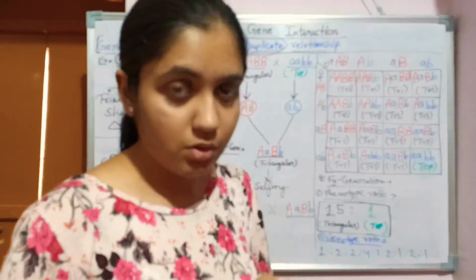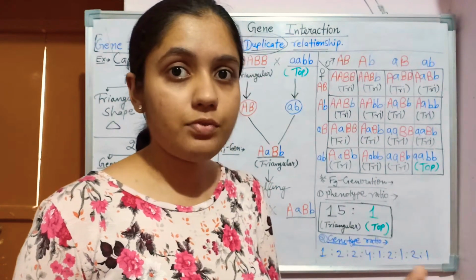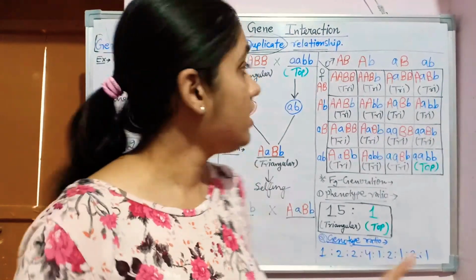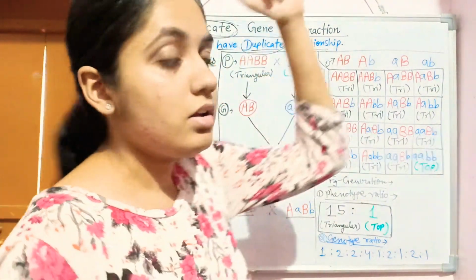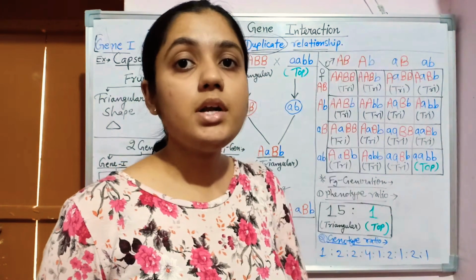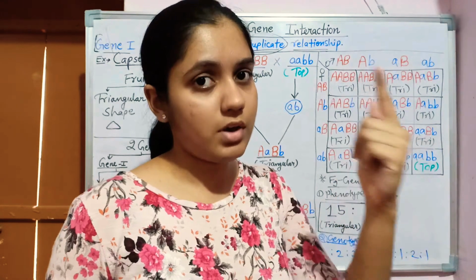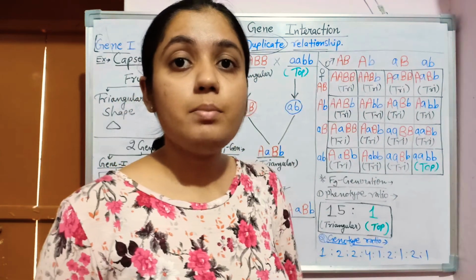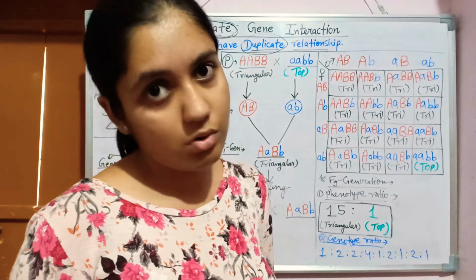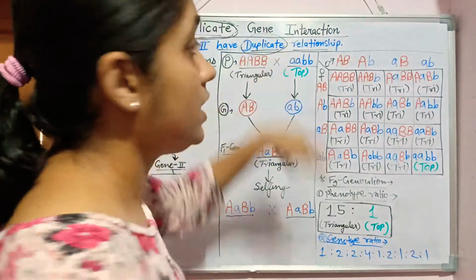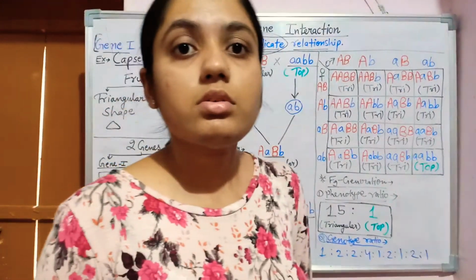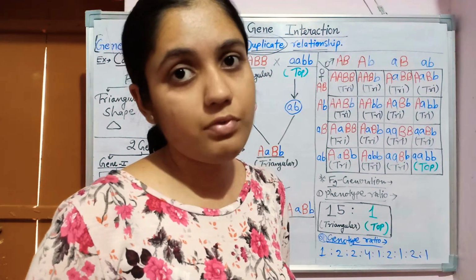There are two genes. If the dominant allele from the first gene is absent, then only the dominant allele from the other gene is present. Then the dominant allele from either of these two genes is sufficient to cause the dominant character. So this is known as the duplicate effect. The two genes are duplicates of each other.